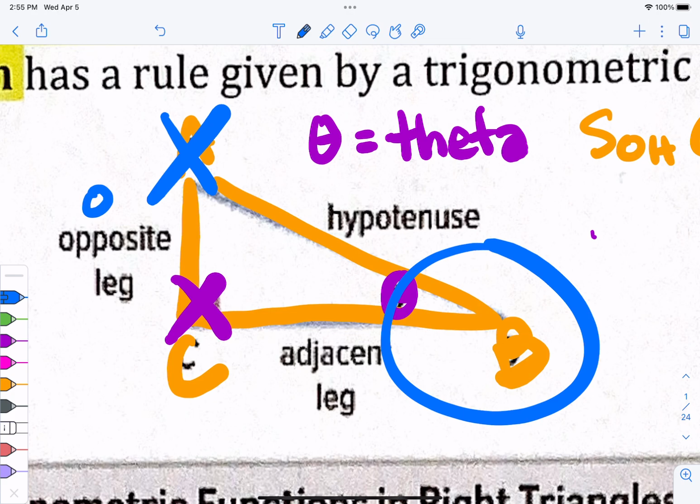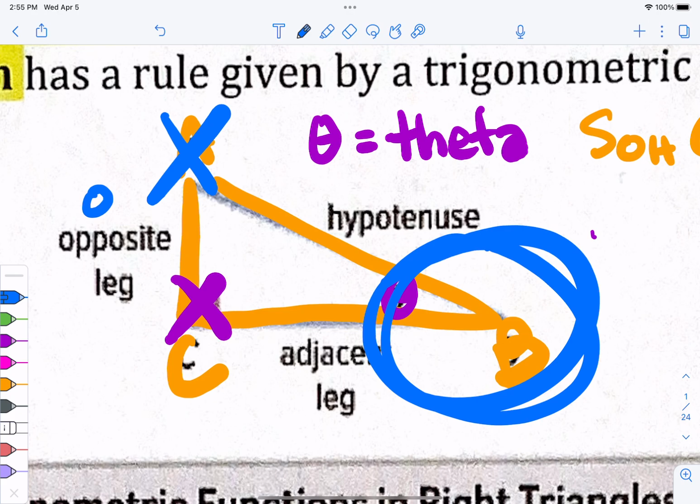The opposite side is the one opposite the angle. Sometimes it's hard to identify the opposite side, so if you have a weird-shaped right triangle, I just look at it like this: this side touches angle B and this side touches angle B. The opposite side will not touch angle B. It's the only side that doesn't touch the angle I'm talking about.